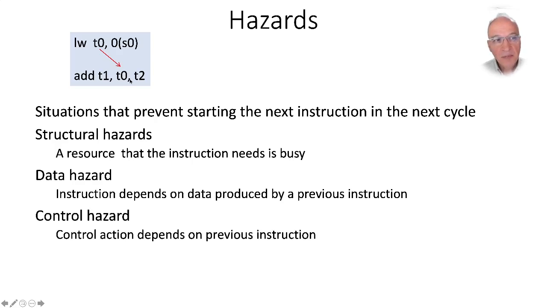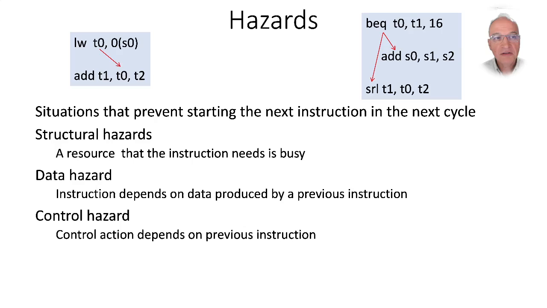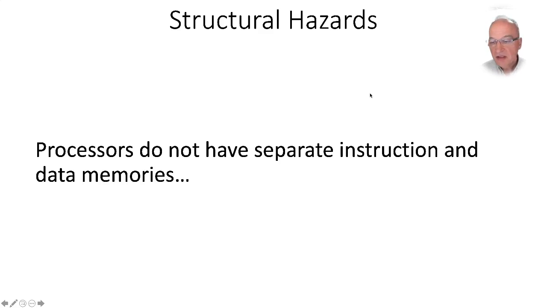And the third type of hazard is what we know as control hazard. A control hazard happens when you have a conditional expression that will decide which is the next instruction to be executed. Remember that I need to be constantly fetching instructions, and until I have a decision that tells me the result of the condition of the branch, I am not going to know whether I need to fetch the add or fetch the shift right logic instruction. So let's start talking about structural hazard.